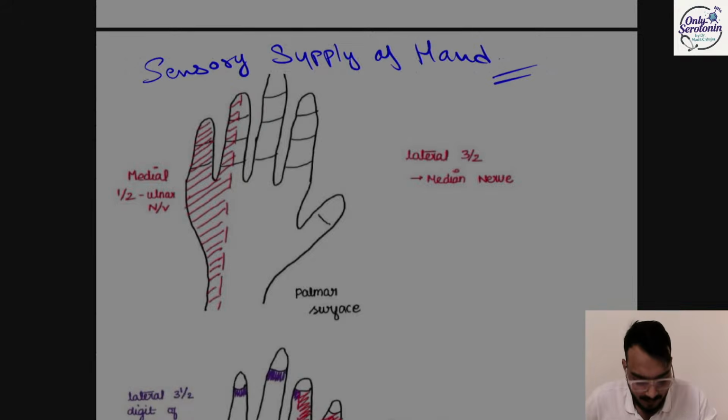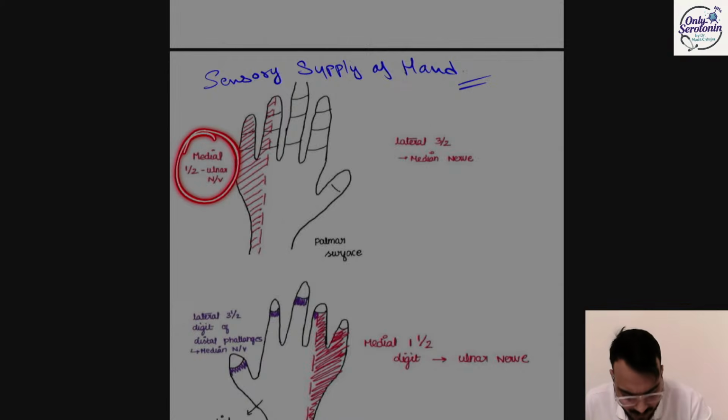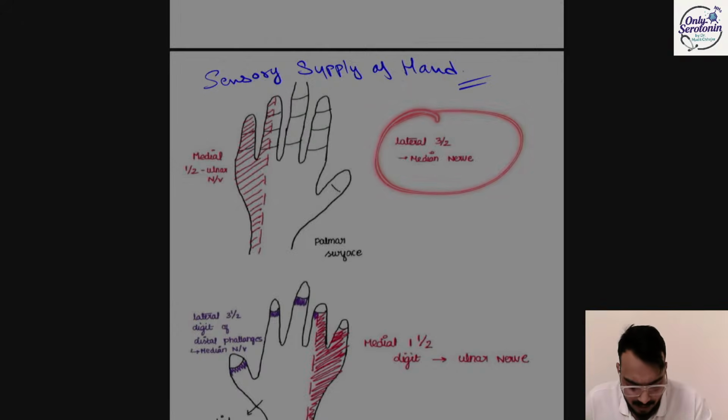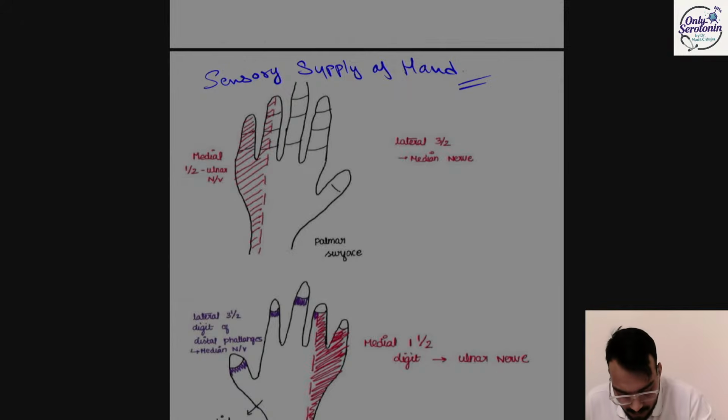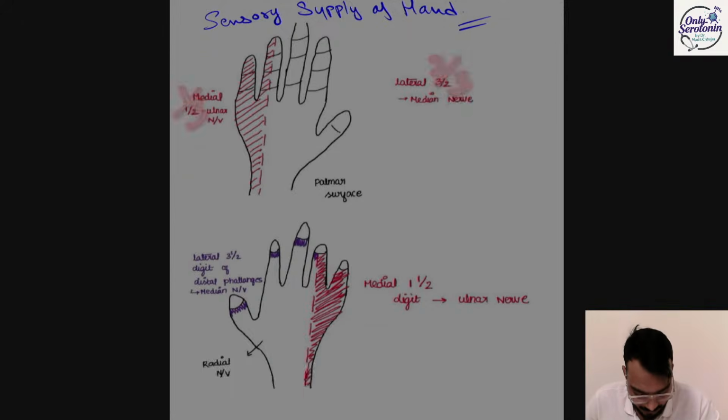In this sensory supply of the hand, we are having the medial half supplied by the ulnar nerve, and the lateral 3 by 2 is supplied by... I wrote it the wrong way around. Medial 1/3 and lateral 2/3. Medial 1/3 is supplied by the ulnar nerve, and the lateral 2/3 is supplied by the median nerve. Okay.